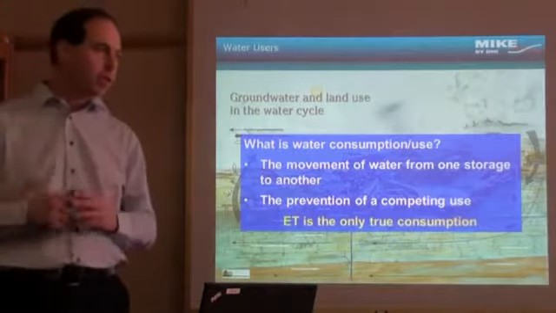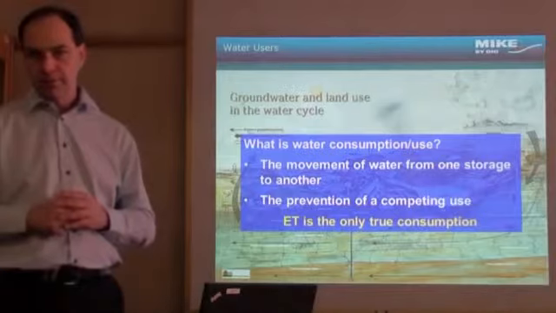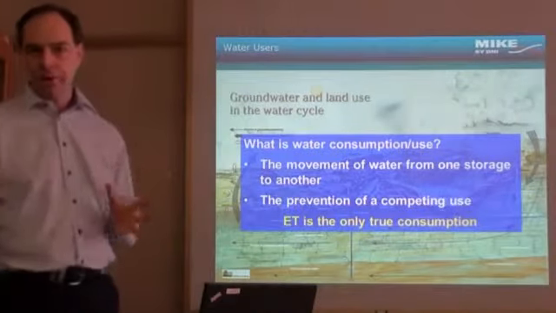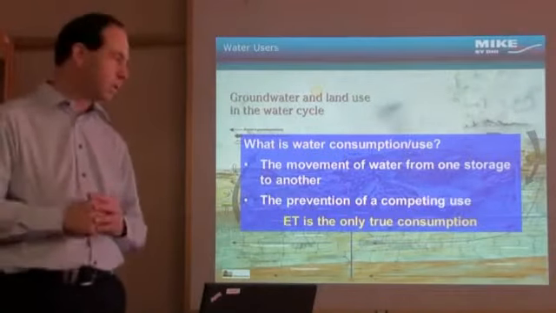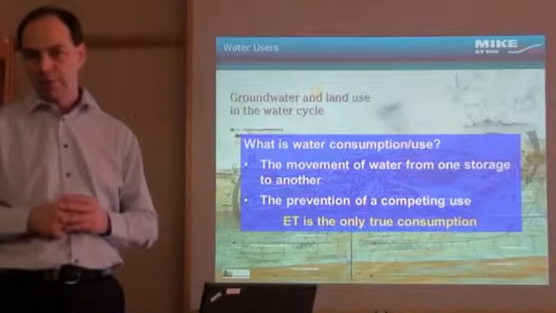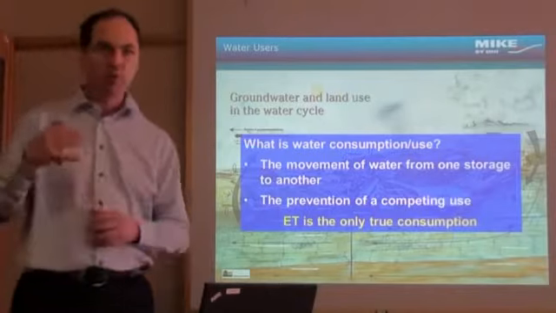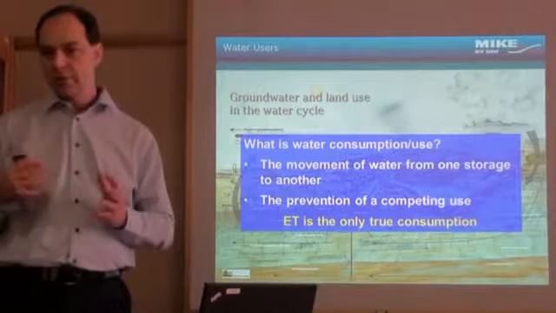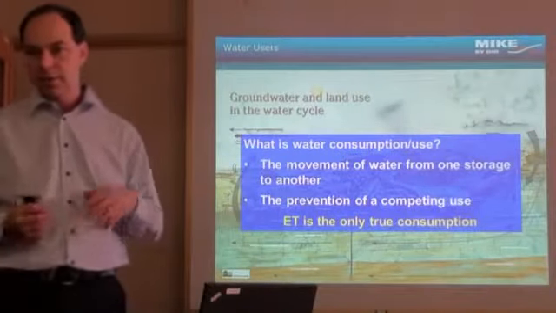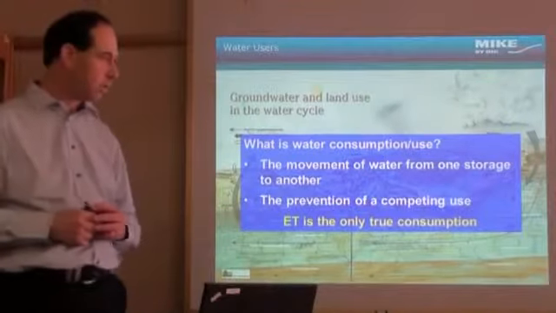If we look at the use on a catchment scale, the use primarily within the catchment stays within the catchment, except for evapotranspiration. If we change evapotranspiration, then we export water out of the catchment, because it rarely rains in the same catchment where you have the evapotranspiration occurring.